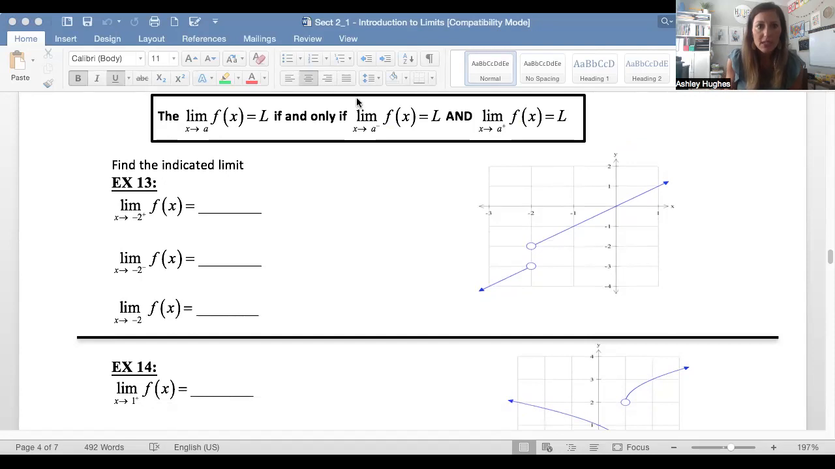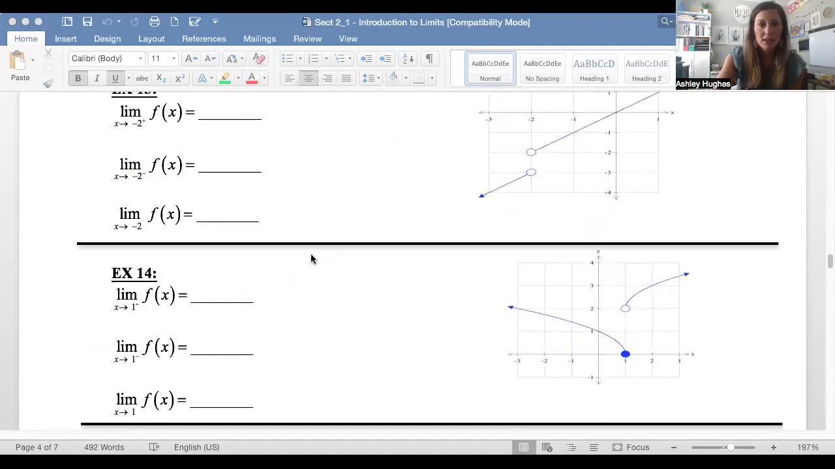So the limit as x goes to -2 with that little plus superscript, that means from the right. So here's -2, and we're going to get on the right side of -2. The right side is here. So as I'm coming from the right, I'm approaching this open circle, which is at -2. From the left, I'm approaching this open circle, which is -3. And then do these match? No. If these are different, then your answer for this one does not exist. That's what this little theorem up here says. If these are not the same, then your limit doesn't exist.